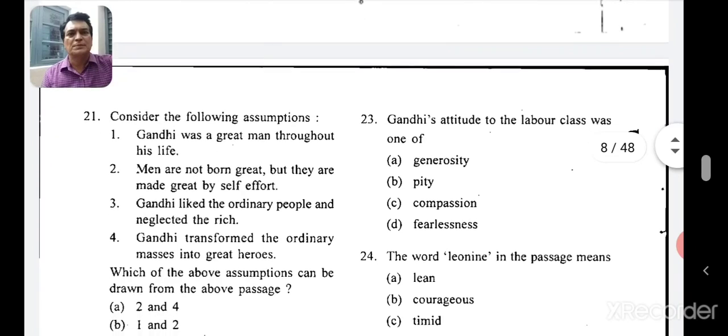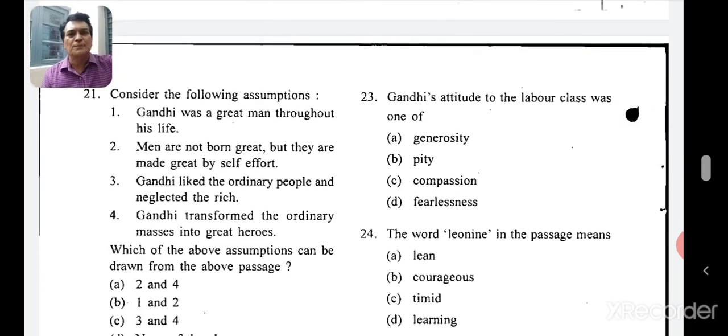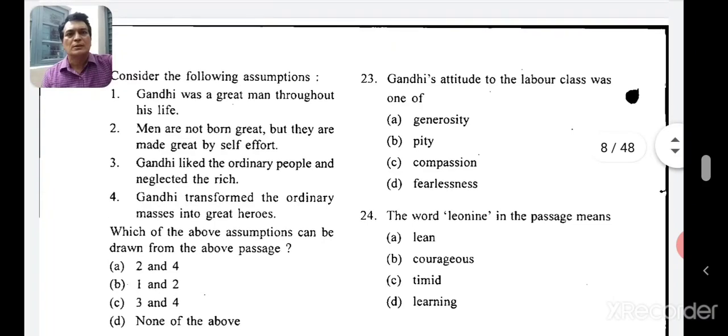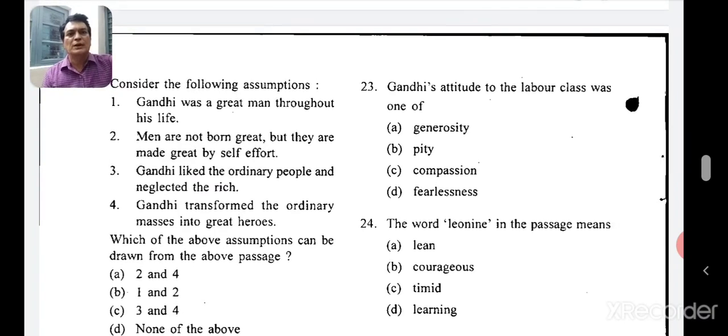Now here let's take up the 21st one. Consider the following assumptions. Gandhi was a great man throughout his life. Men are not born great, but they are made great by self-effort. Gandhi liked the ordinary people and neglected the rich. Gandhi transformed the ordinary masses into great heroes. Which of the above assumptions can be drawn from the above passage? As you go on reading, you'll come to know that the first one and the fourth one.